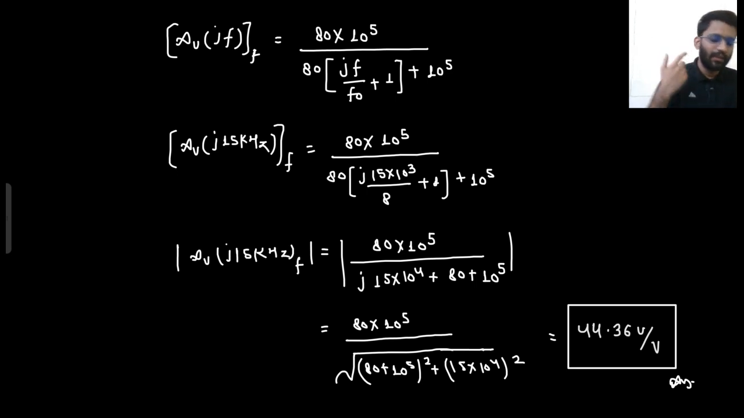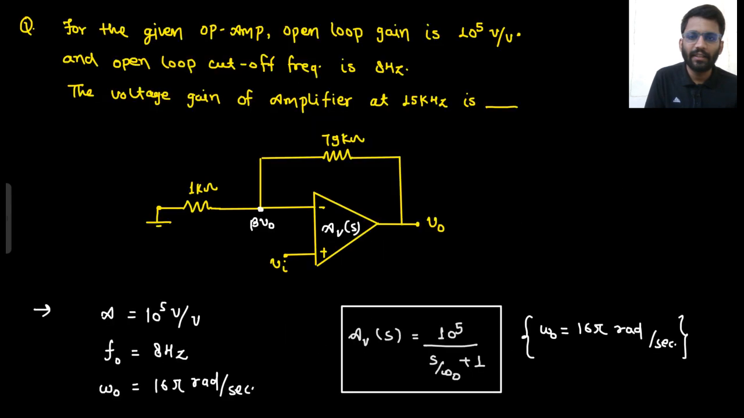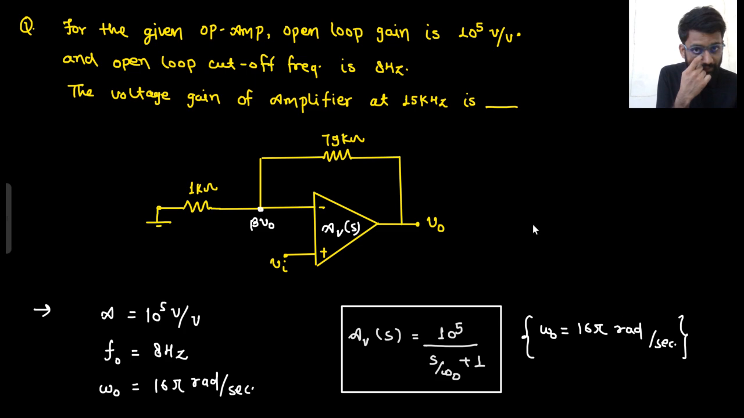Now some people will try doing it in this way. They will say, sir, we know one thing, that gain bandwidth product is always constant. Gain into bandwidth product is always constant. So what is the DC gain? DC gain given is 10 to the power 5. What is the bandwidth? Initially the bandwidth is 8 hertz.